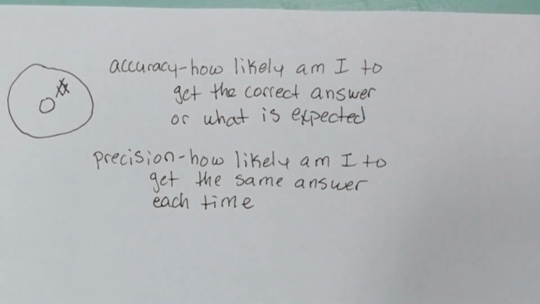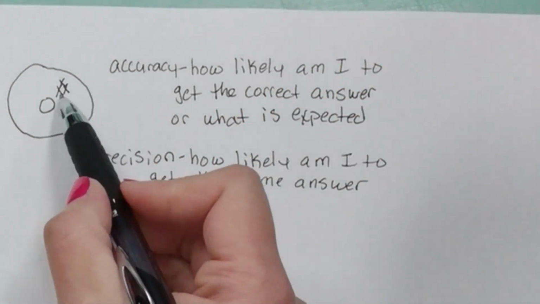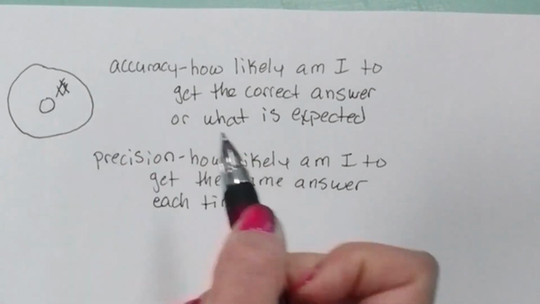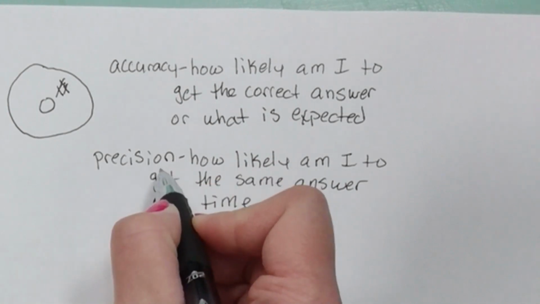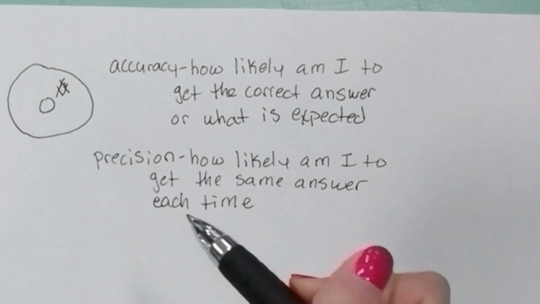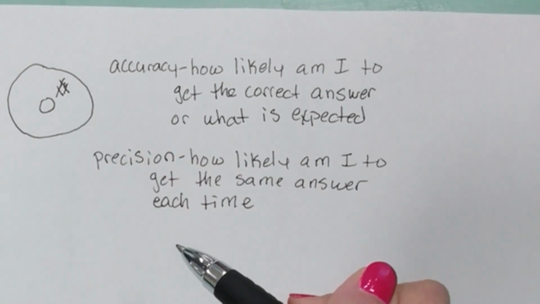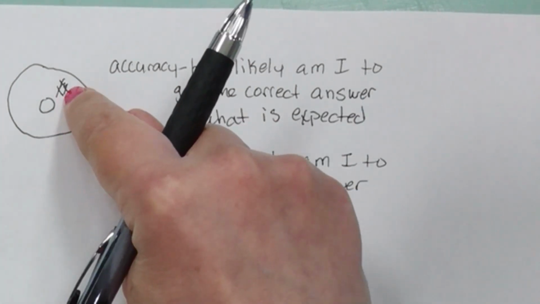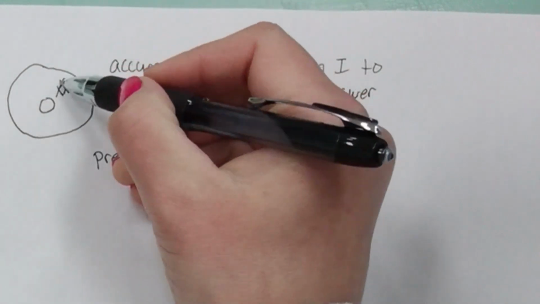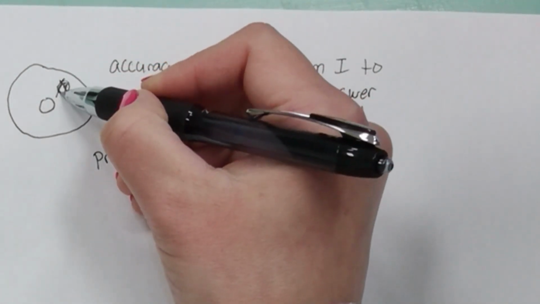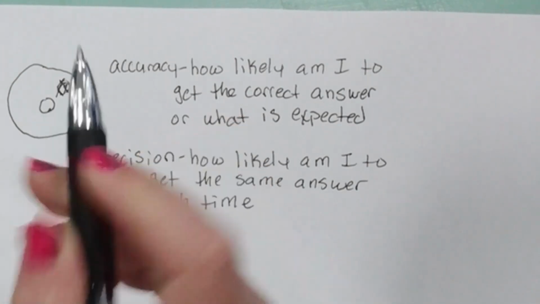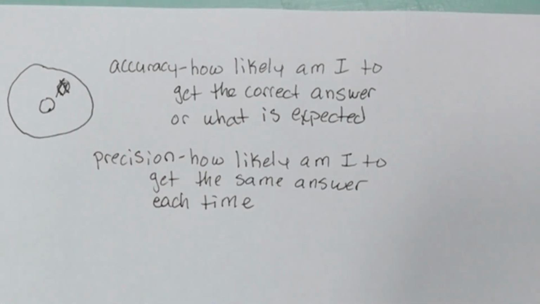So let's look at our dartboard. My darts all landed about in the same spot each time. So my darts were precise, but they were not accurate. All right? They were precise because they all landed in the same location each time, but not accurate because they did not land where I was aiming my darts for.